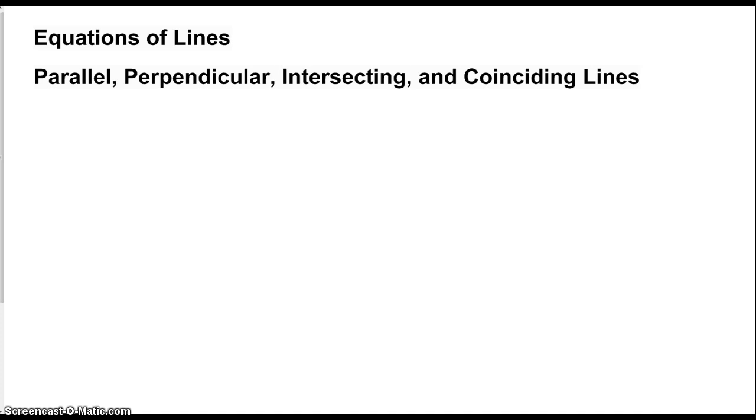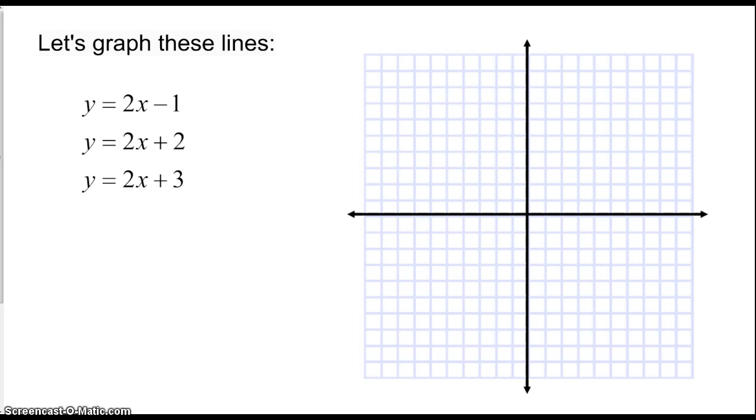Okay, welcome to this video on parallel, perpendicular, intersecting, and coinciding lines. Let's just graph these lines and see what the graphs look like. All of these lines happen to be in the form y equals mx plus b, where we know the slope and the y-intercept. So let's start by graphing with the y-intercept.